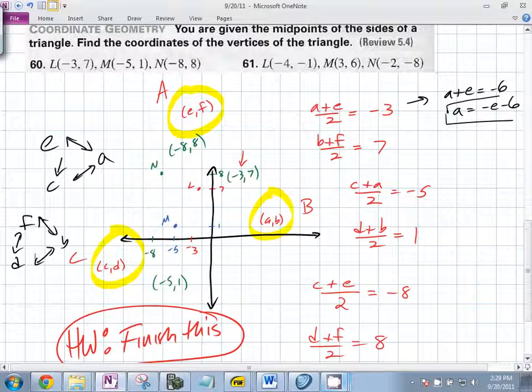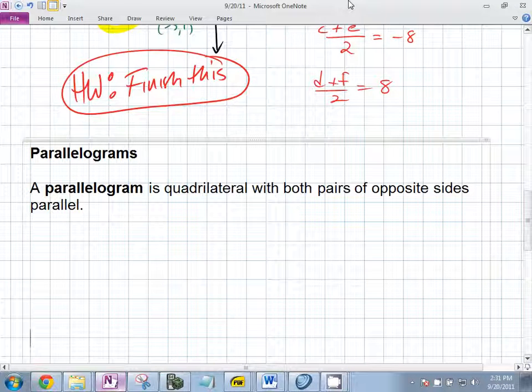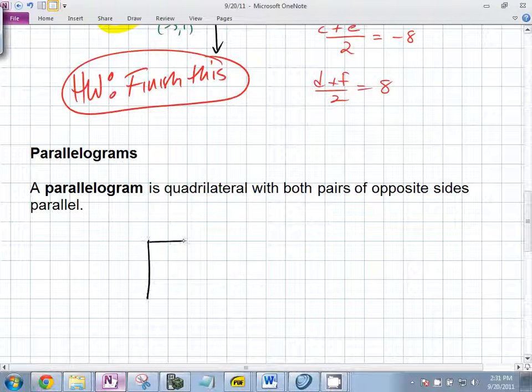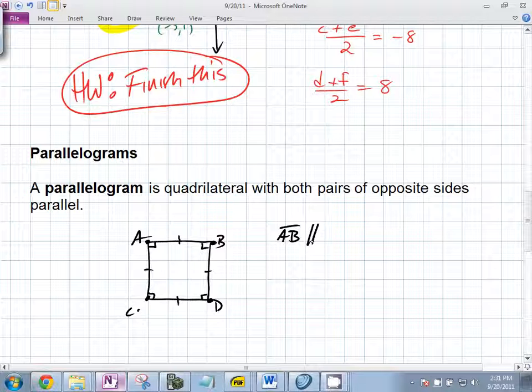Be careful. Yeah, a square, absolutely. If you draw this square, this is how you would notate a square, but the key thing that makes it a parallelogram is that, let's call that point A, point B, point C, and point D. Side AB is parallel to what? CD.